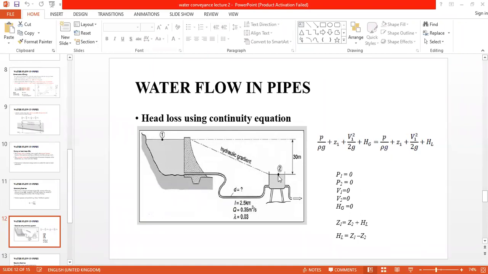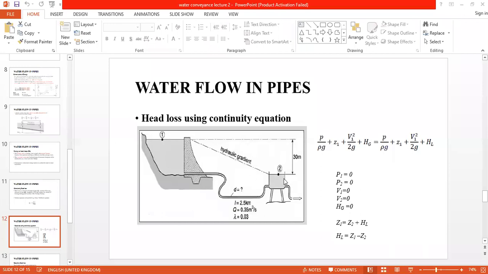And again, if we come to this point, our pressure will be 0 because we are at the top of the tank here, and it's open to the atmosphere. So this will be 0. As well, the velocity will be equal to 0, such that now the only two components that we have will be the elevation and the head loss, which was experienced in this pipe.